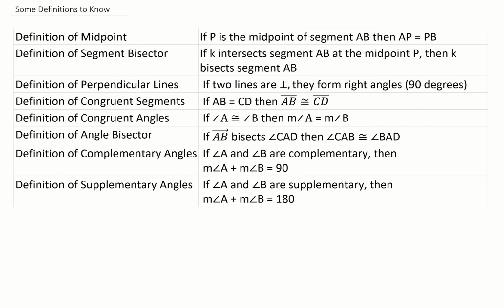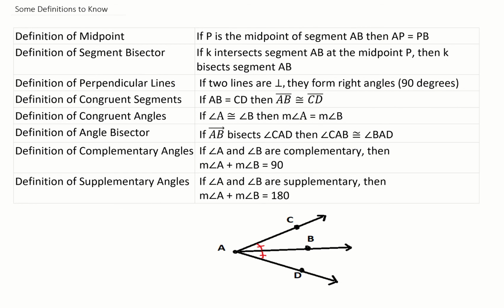And then the definition of angle bisector. So if you have AB bisecting an angle, let's call it CAD, then that means that the angle on both sides is equal, are congruent. So let's show you that picture. So in this case, AB bisects this angle, it cuts it in half, which means that this top angle and this bottom angle are identical. So CAB and BAD are congruent.